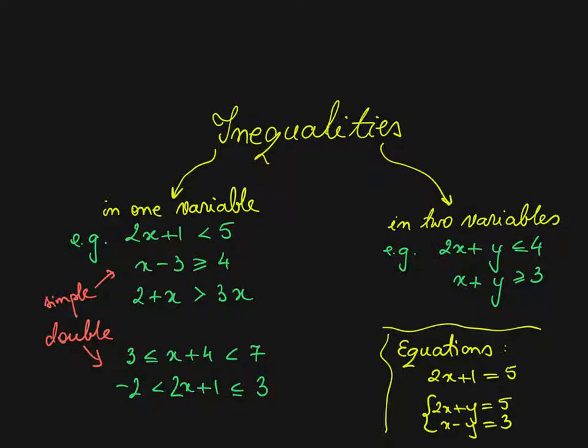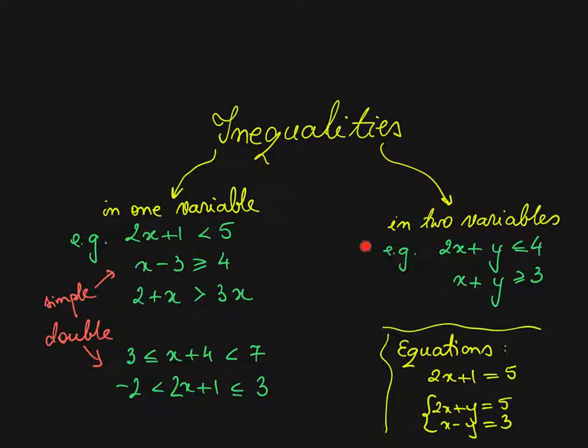So we'll have inequalities in one variable, for example, 2x plus 1 smaller than 5, x minus 3 bigger or equal than 4, 2 plus x bigger than 3x. So we need to find what x verifies each of these. Or you can sometimes have double inequalities in one variable, like 3 smaller or equal x plus 4 smaller than 7. That's how we read them. Or negative 2 smaller than 2x plus 1 smaller or equal than 3.